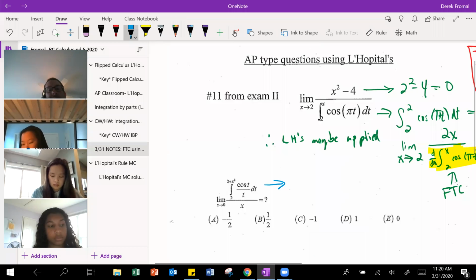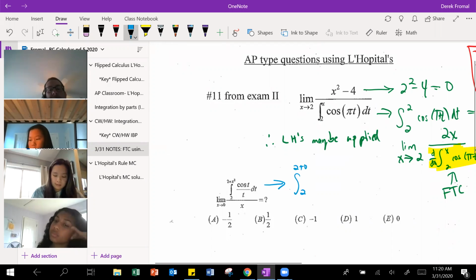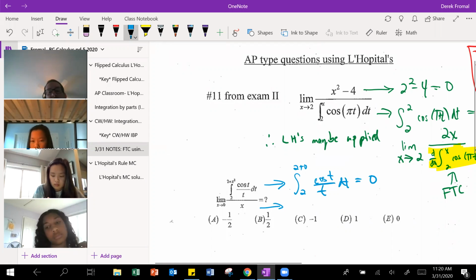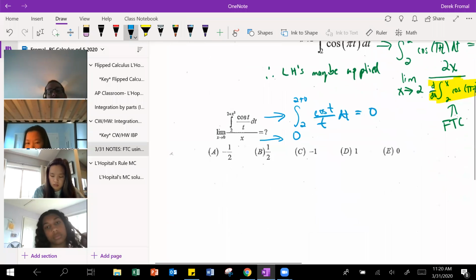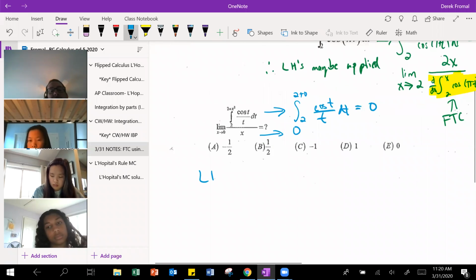me saying that this integral from 2 to 2 plus x squared is approaching 0, which it is, and that the bottom is also approaching 0. I'm not going to write equals in this case. I'm just going to say approaching. Then, once I can say that, L'Hopital's can be applied.